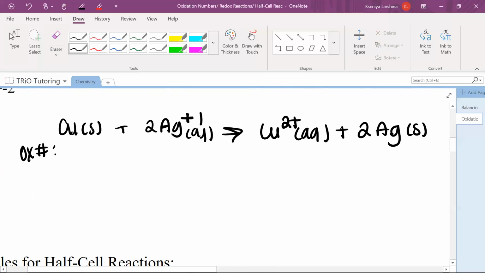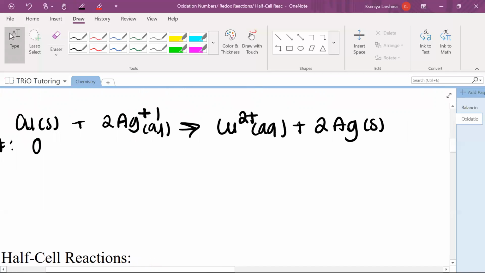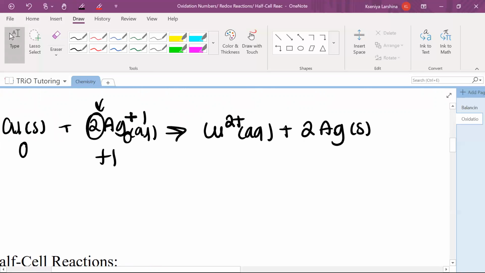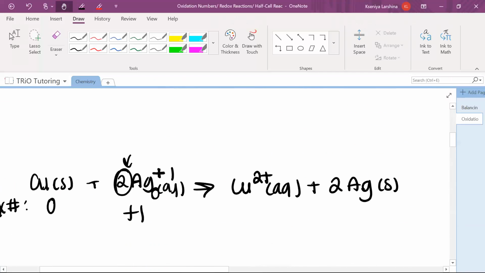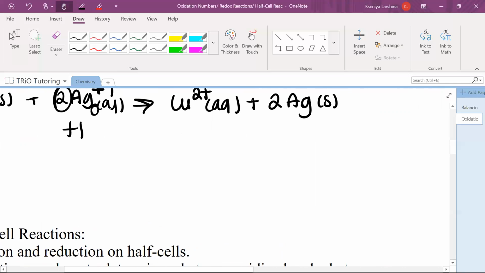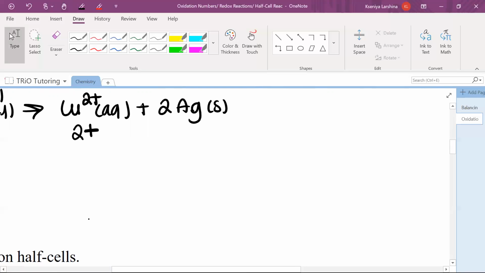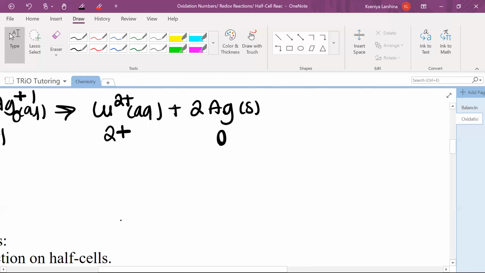As we've learned before, this is a neutral atom, so its oxidation number would be 0. Oxidation number also doesn't rely on the coefficients here, unless the coefficient was a subscript. So in this case, this would just be a +1. We don't multiply the +1. Then our copper here has an oxidation number of 2+, because that's its charge. And this is also a neutral atom, so it's also 0.